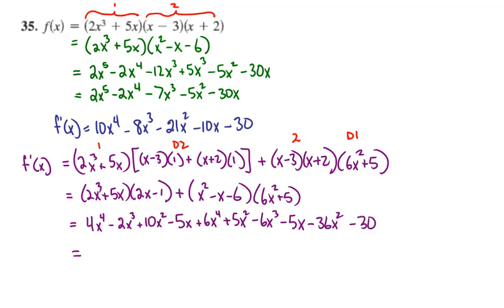Now for the simplifying. x to the 4ths. We have 4 and 6, that's 10x to the 4th. We have negative 8x to the 3rd. Then the x squareds will get negative 21x squared minus 10x minus 30. And we get the same answer either way. Obviously the first way was much simpler, I believe. But that's a great example of the product rule.